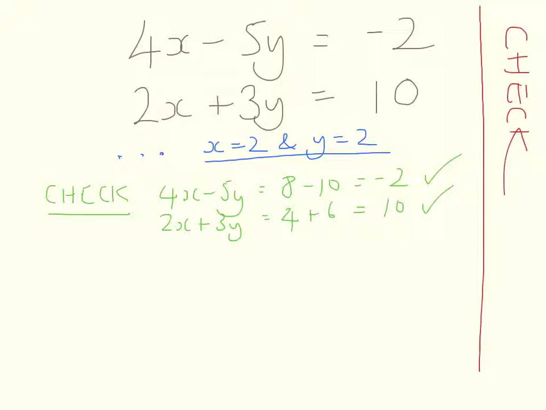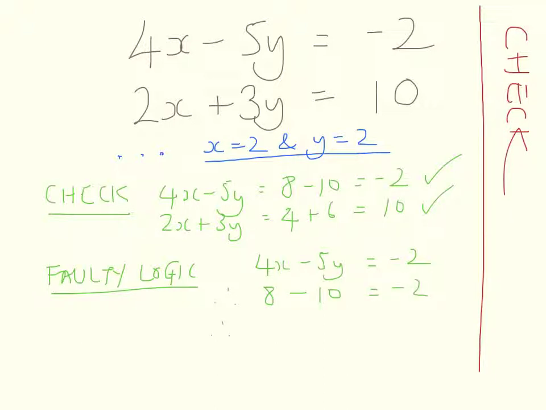This is the way not to do a check. This is faulty logic. It's what a lot of people do. Faulty logic is substituting into both sides of the equation at once. So any student who wrote this, substituting in, getting 8 minus 10 equals minus 2, therefore minus 2 equals minus 2, that student has proved that minus 2 equals minus 2. Well, we knew that already. It looks like you're doing the same thing, but it's something to watch out for. This is faulty logic and should be avoided.